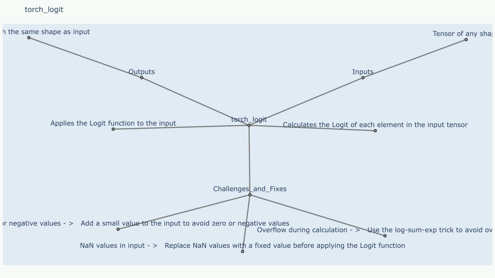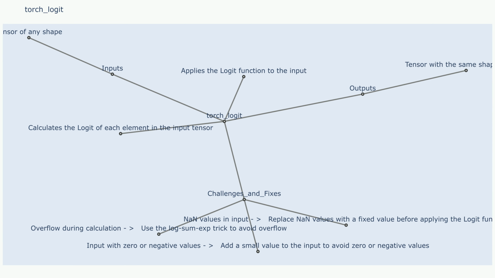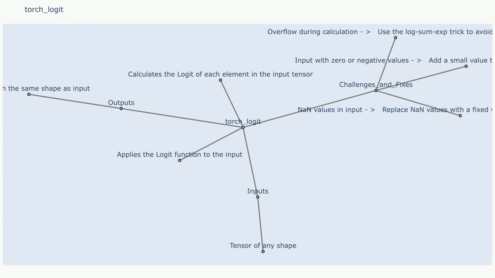Torch logit. Description. The torch.logit function in PyTorch is used to calculate the logit of a given input tensor. The logit function, also known as the inverse sigmoid function, transforms a probability value typically between 0 and 1 into a log odds value, representing the logarithm of the ratio of the probability of the event occurring to the probability of the event not occurring.